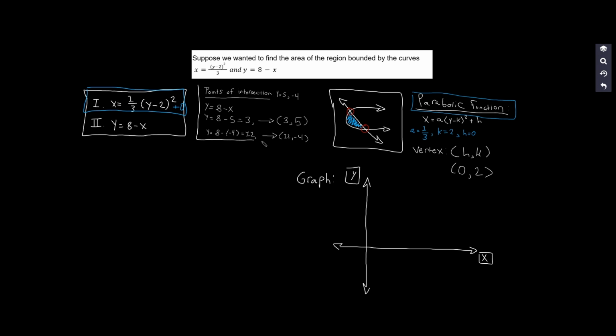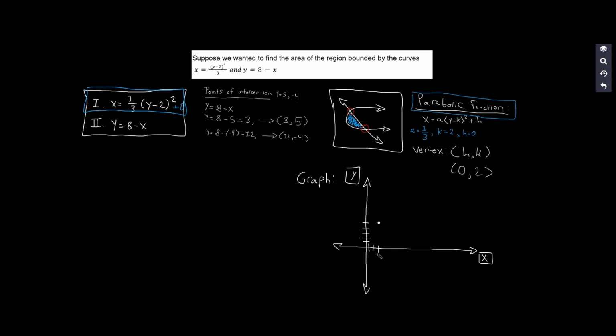Let's bring our attention over to the points of intersection. Let's look at (3, 5). Along the x-axis, we're going to count 1, 2, 3. Along the y-axis, we're going to count 1, 2, 3, 4, 5. Right here will be our first point of intersection, where the line goes through the parabola. Next, we'll do (12, -4).